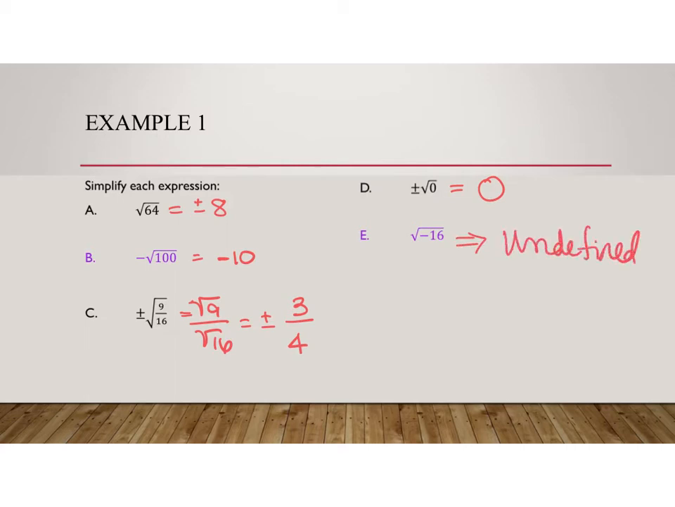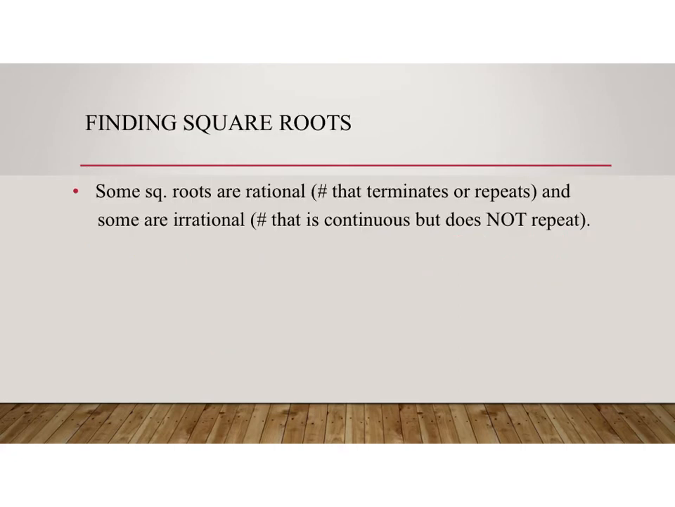I cannot take the square root of a negative number, and it's undefined because of that negative sign right there. Now what you're going to see when we do some examples here is that some square roots are rational, and remember, a rational number is a number that terminates or repeats, and some are going to be irrational, meaning that it does not repeat. We'll take a look at a few of those.